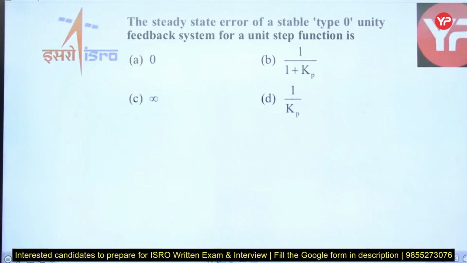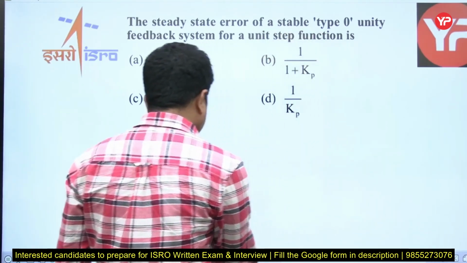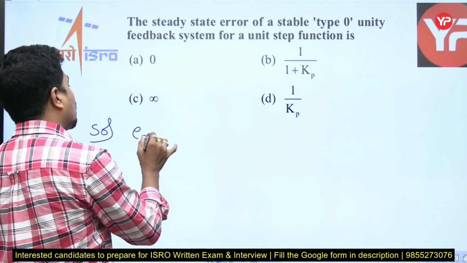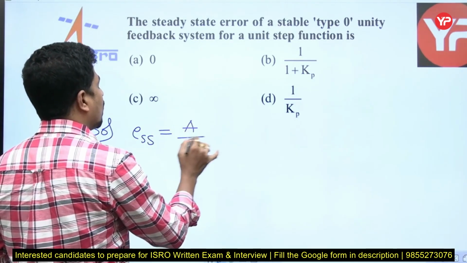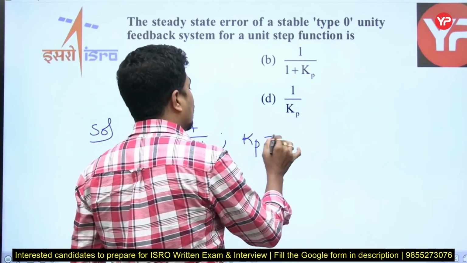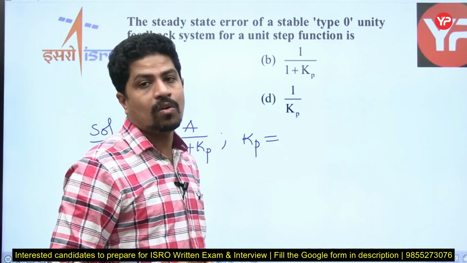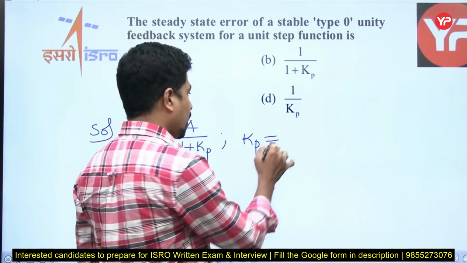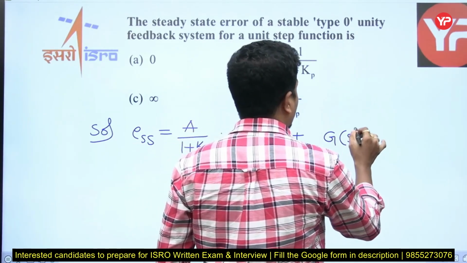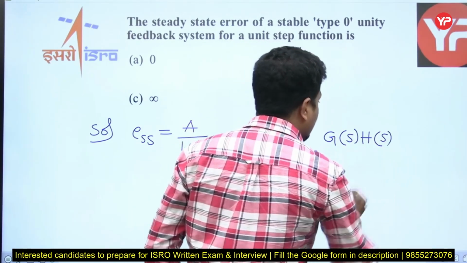Let's go to the next question, please. The steady state error of a stable type 0 unity feedback system for unit step input is, let me write the steady state error formulas. Steady state error for step input is A by 1 plus Kp, where Kp is called the position error constant or step error coefficient. Kp is limit s tends to 0 G of S H of S.